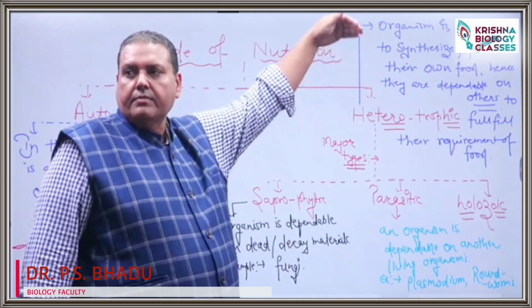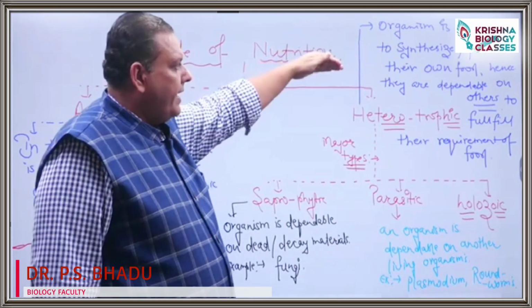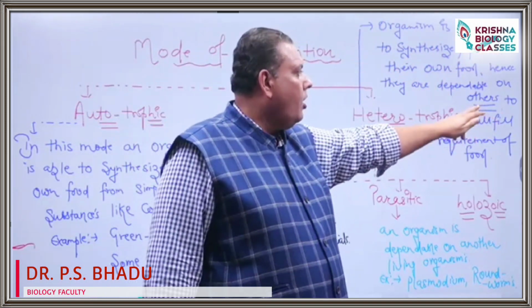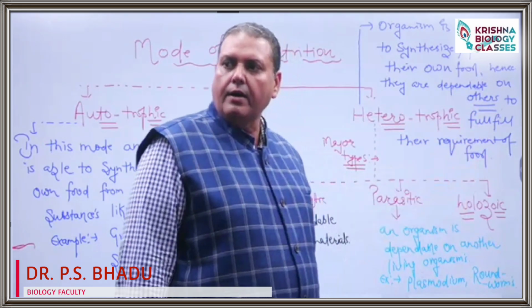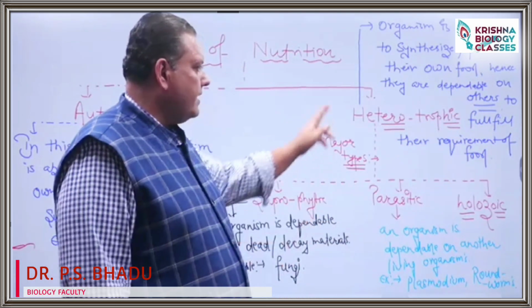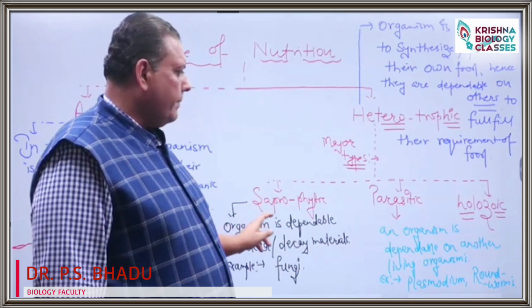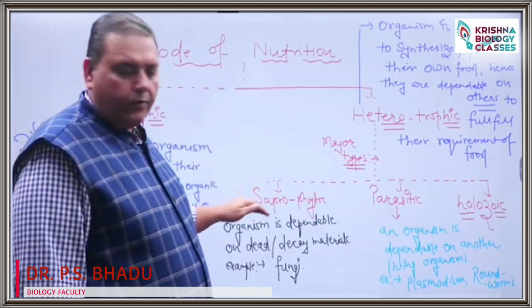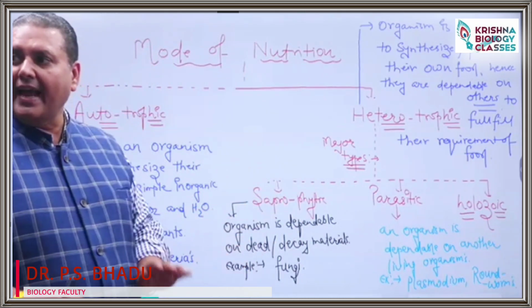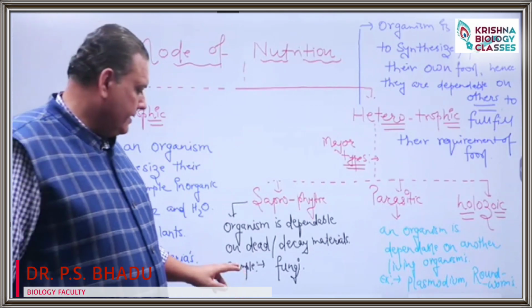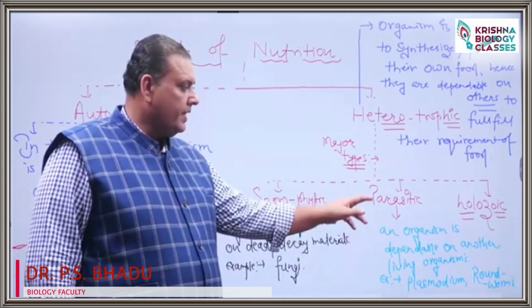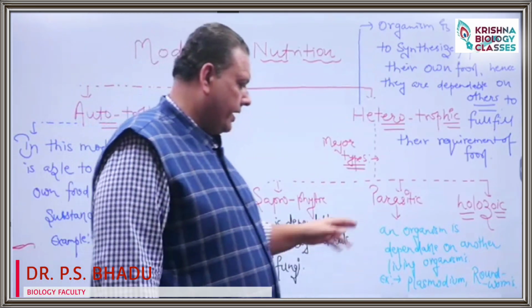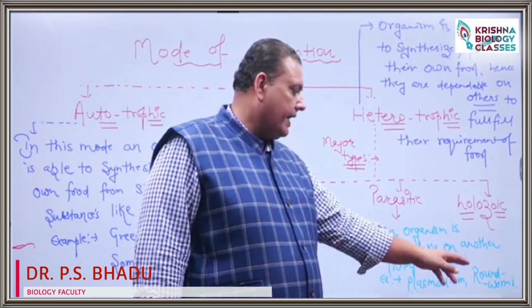A heterotrophic organism is unable to synthesize, hence they are dependable on others to fulfill the requirement of food. The three major types of this heterotrophic mode of nutrition are saprophytic, parasitic and holozoic. In saprophytic, an organism is dependable on dead or waste or decaying materials, example fungi. In parasitic, an organism is dependable on another living organism, example plasmodium and roundworms.